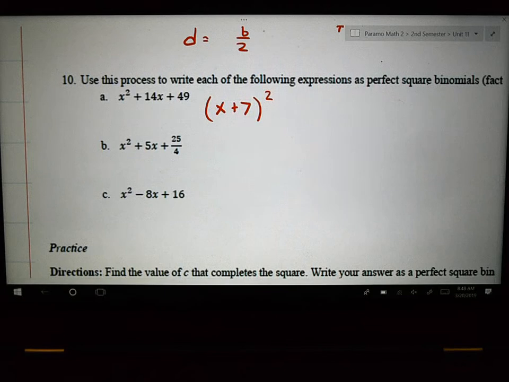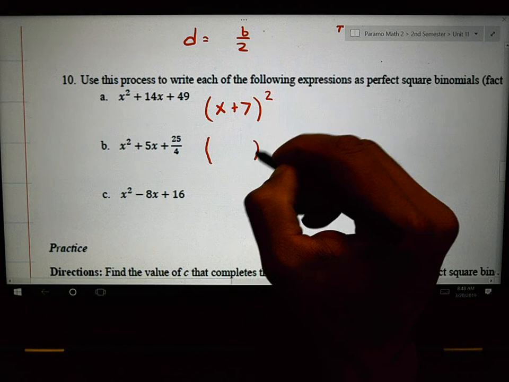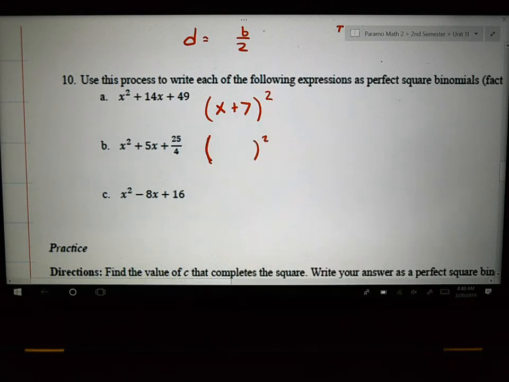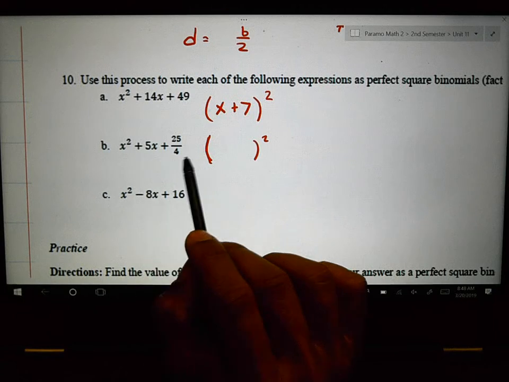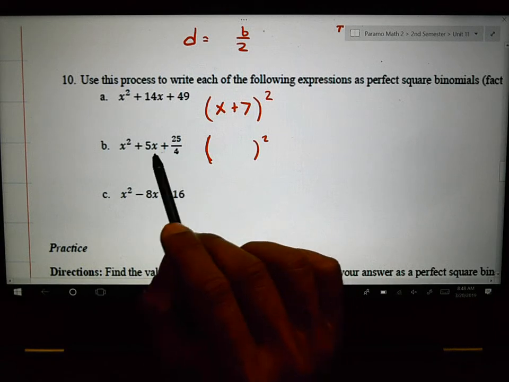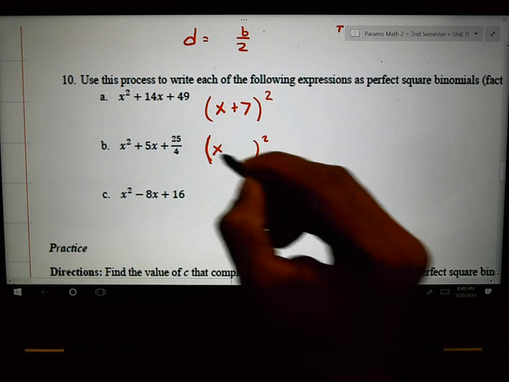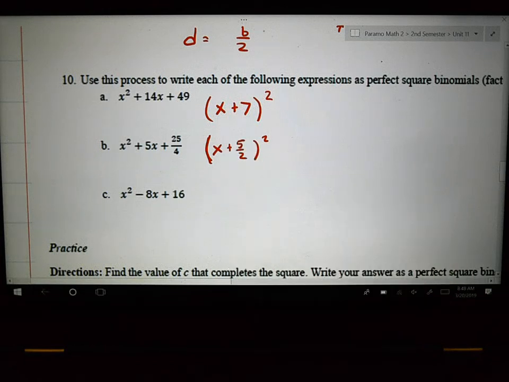But what about fractions? Those are so hard. No, they're not. I'm serious. Like some of you go, oh, fractions, they're so hard. They make this so much easier. What's half of 5? If it doesn't go in evenly, just say 5 over 2. Is that 5 over 2 times 5 over 2? Isn't that the same thing? So what goes in the parentheses? X plus 5 over 2. That's it. Don't make it harder than it is. Half of B.